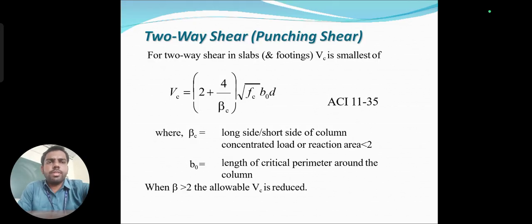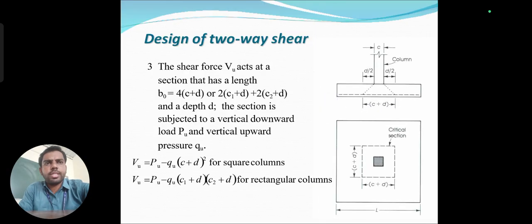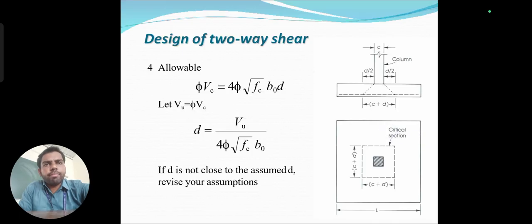And next, coming to design of two-way shear or punching shear, both are the same, and this is the area at d by 2 from the face of the column. You have to consider the face of the column all around the periphery, and at d by 2 from it you should provide that area.